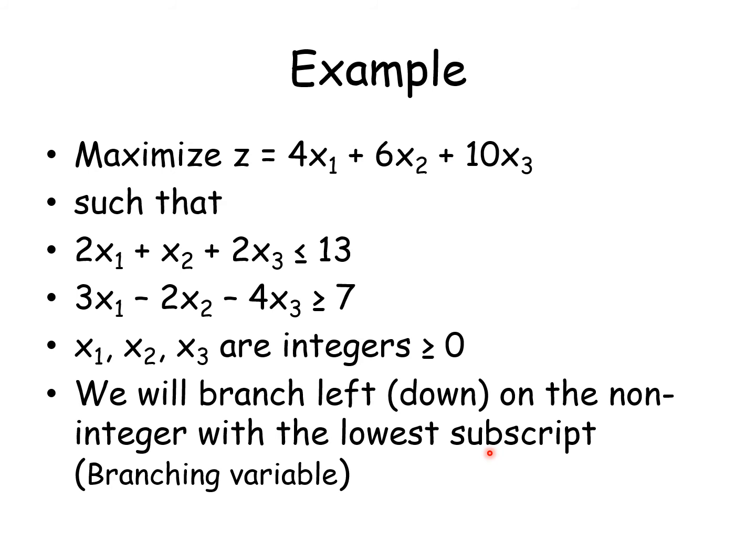That means if x1 and x2 are both non-integers for a particular problem, I will take x1 as my branching variable. However, if x1 turns out to be an integer solution for the problem, but x2 is not an integer solution, then I will branch in this case on x2, because it's the next subscript after the lowest one. Okay.